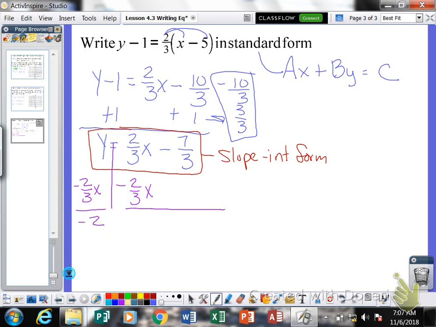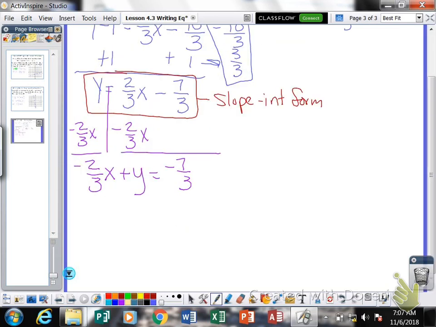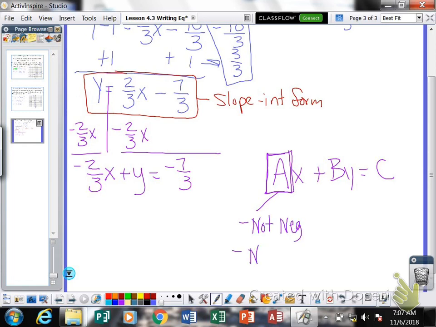So now we have negative 2/3 x plus y equals negative 7/3. Now, normally, ladies and gentlemen, we would be done. However, standard form, ax plus by equals c. A is the thing we need to be concerned about. This coefficient with x cannot be negative and cannot be a fraction.